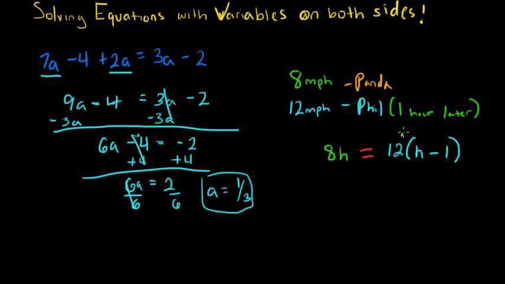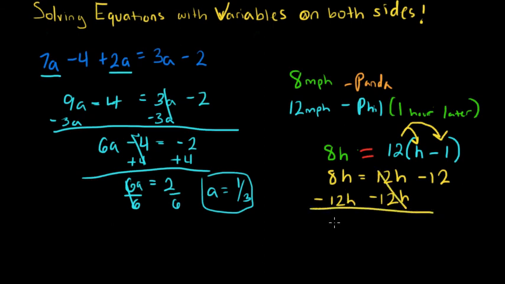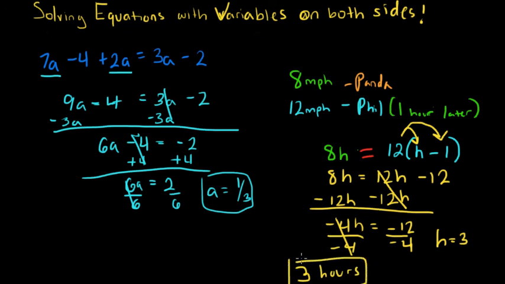So let's go ahead and distribute our 12. So we got 8h equals 12h minus 12. Let's subtract 12h on both sides, excuse me. Cancels out, and that's negative 4h equals negative 12. Divide both sides by negative 4. Negative 12 over negative 4, hey, that's h equals 3. So they'll catch up in 3 hours. Phil, the hippopotamus, will catch up in 3 hours.